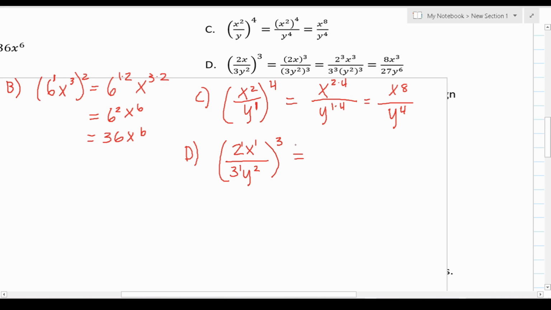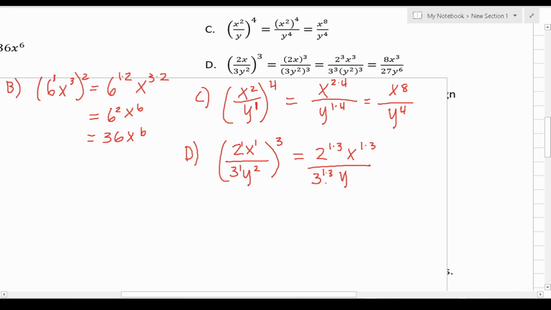So according to the power rule, we write down the base. In this case, the base is 2. Power rule says multiply exponents, so that's going to be 1 times 3. Let's apply the power rule to x now. Write down the base x, multiply the exponents, 1 times 3. Now let's apply the power rule to the denominator, starting by writing down the base of 3. According to the power rule, you multiply the exponents 1 times 3. And then let's finish with the variable y.